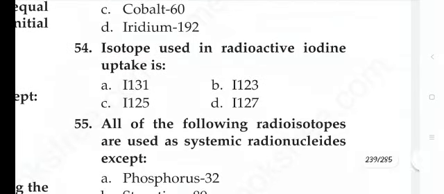Next question, isotope used in radioactive iodine uptake is. Options are option A I131, option B I123, option C I125, and option D is I127. So the answer of this question is option B, that is I123.